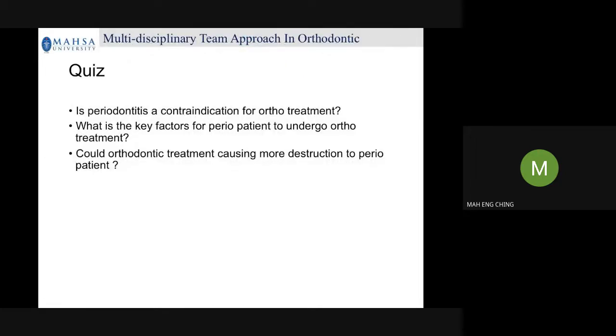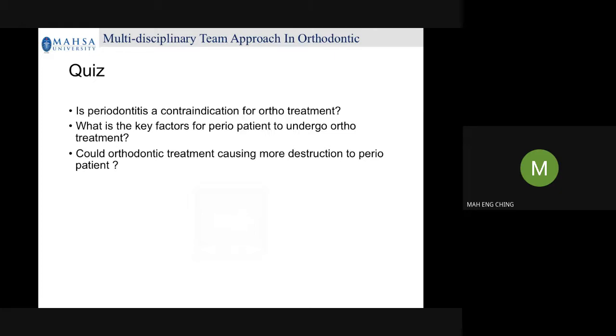Okay, so we finished the first section, which is periodontally compromised patients. Before we proceed to the next section, maybe we just ask some questions. Is periodontitis a contraindication for ortho or braces treatment? Can we have a volunteer? No, if it's well controlled. Very good. So provided it's controlled, then we can do ortho treatment.